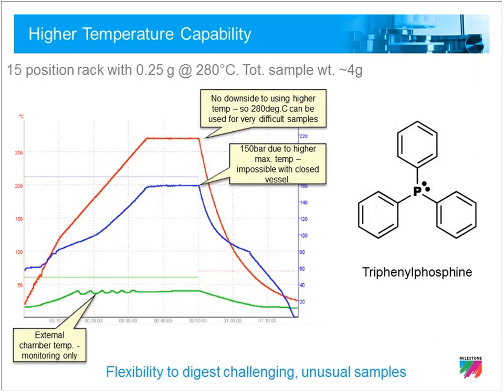Here's a method that was developed for digesting triphenylphosphine. Again, it has a lot of aromatic rings and is very, very stable. The only time we were able to get a complete, clear digestion of this sample is when we went to temperatures of 280 degrees C.